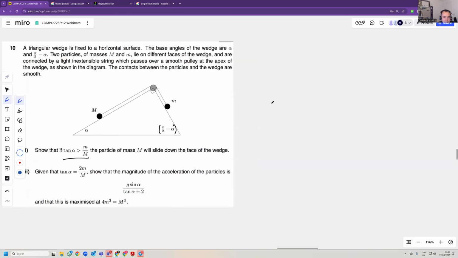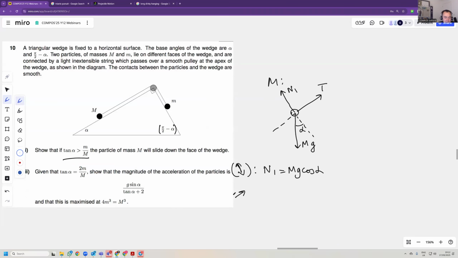So we start with particle m. We have a tension force T, the gravitational force mg, and the angle, which is alpha. And we have the normal reaction force, let's call it N1. We can see that this angle is alpha. So resolving the forces perpendicular to the slope, N1 must equal mg cos alpha.